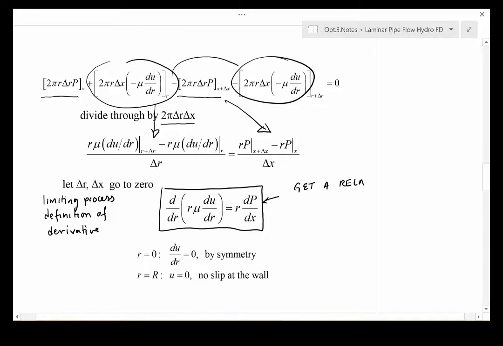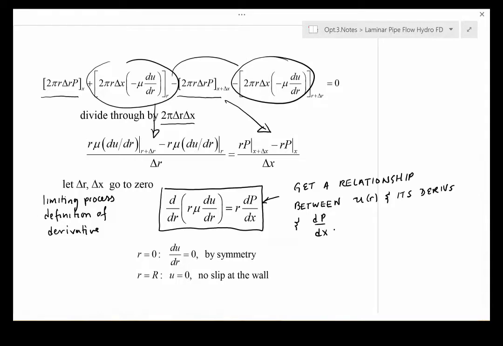Now, one of the things that we talked about in the fully developed case is that u is only a function of r, and its derivatives, and dp dx. So one of the implications there, and we'll talk about this perhaps shortly, is that if u is only a function of r and p is a function of x, these things must be equal to a constant. So really we take the r over to the other side to make this clearer. This is a second order differential equation.